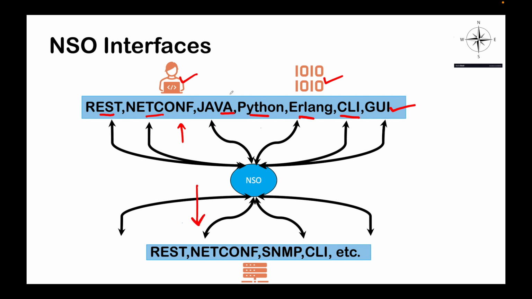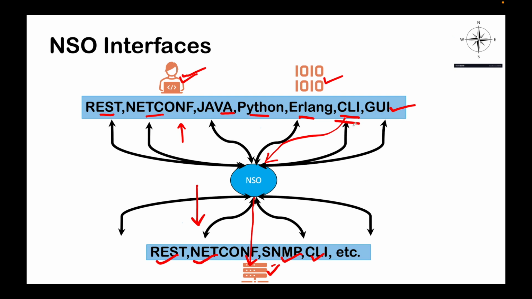So for example, this network engineer has configured something via CLI and it has pushed the changes to the NSO. Now NSO will have to propagate that particular change to the devices. This is the device which is sitting in the network, so it will have to push the configuration to this particular device. And in order to push the configuration, NSO is going to use any of these methods: REST, netconf, SNMP, CLI, etc. So these are the southbound interfaces of NSO.